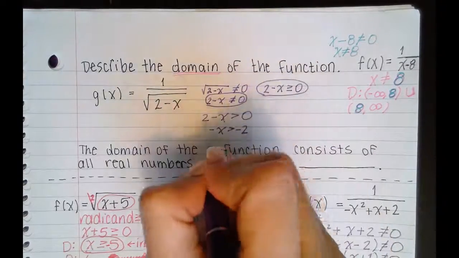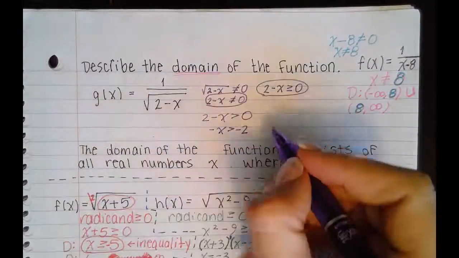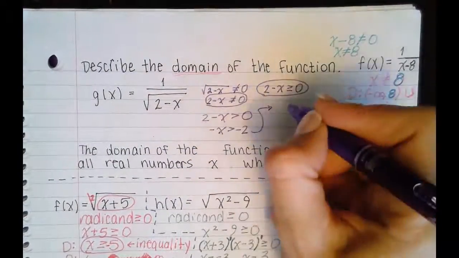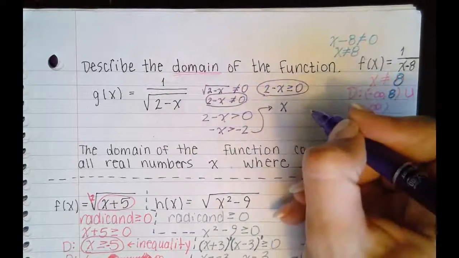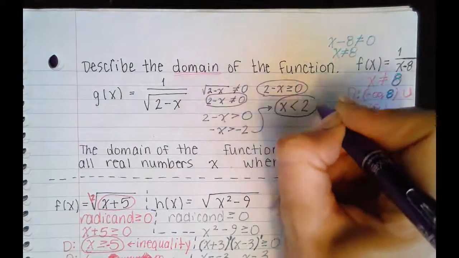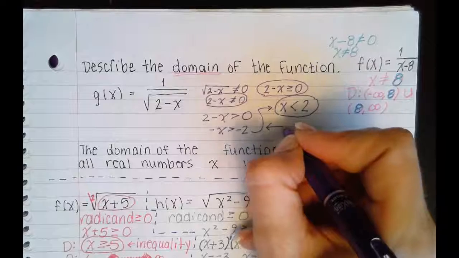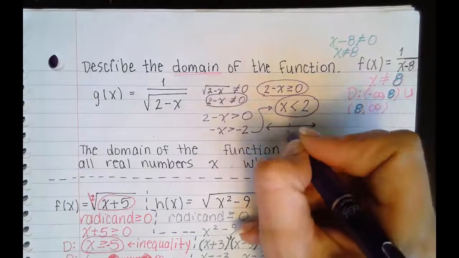Here's my number line. Here's 2. Less than 2, so it's not included. Less than, we're going to go towards negative infinity. Right there. Interval notation goes from negative infinity until 2, not including it, with a parenthesis. So this is one way to represent an answer. This right here is another way to represent an answer.